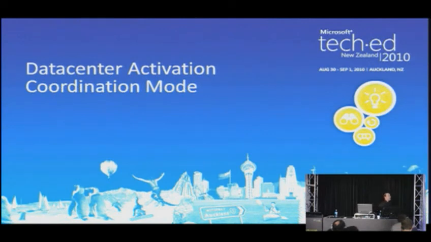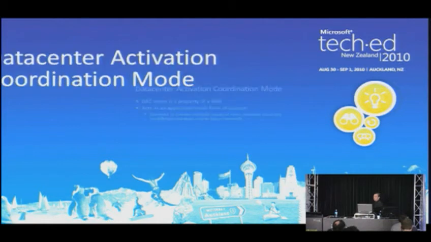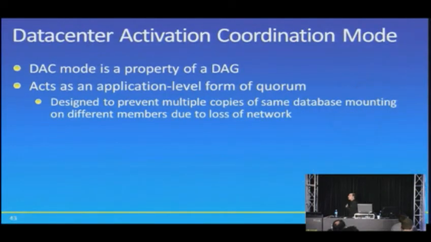Okay. Let's talk about DAC mode, Data Center Activation Coordination Mode, DAC mode for short. So what is DAC mode? Well, it's a property of a DAG. It's a setting, an attribute of a DAG. And we put DAC mode in there to act as an application level of quorum to account for the scenario in which you have a power failure in the primary data center, and then power is restored, but you don't have WAN connectivity restored after power comes back up.